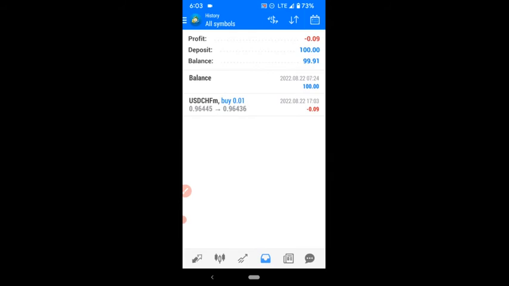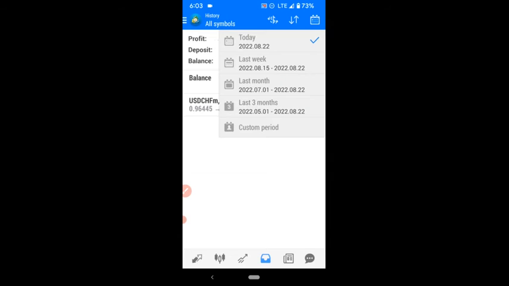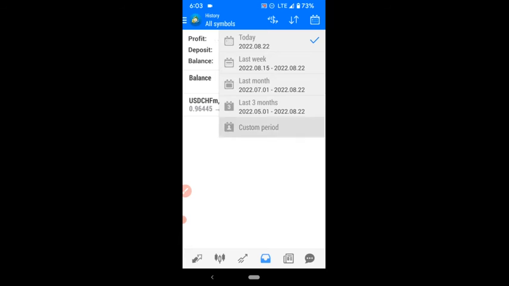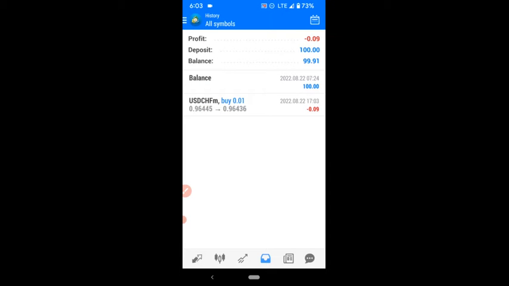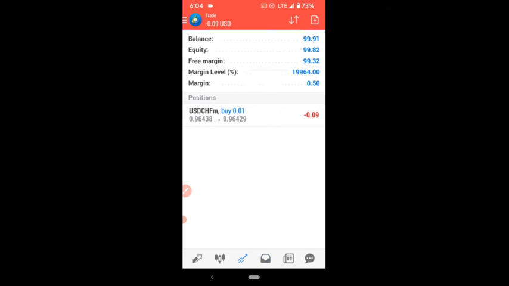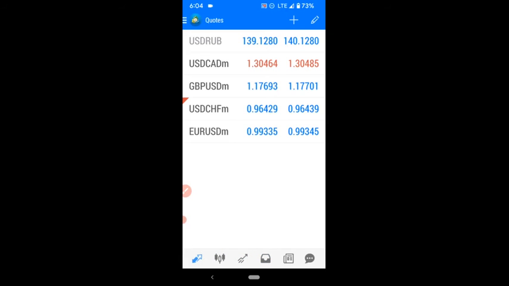And this, you can customize. Maybe you have been trading for 1 month and want to look at the profit you made for a particular day. You can customize your period. You can look at the profit you made last week. So this is the profit I made today. As simple as that, guys. Add a currency pair, and that's all you need.